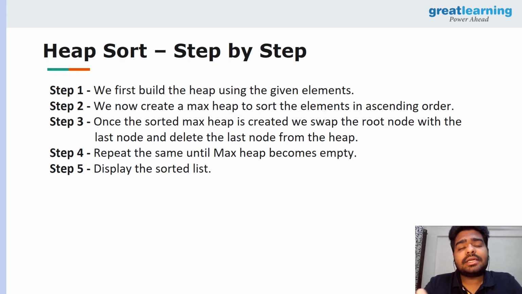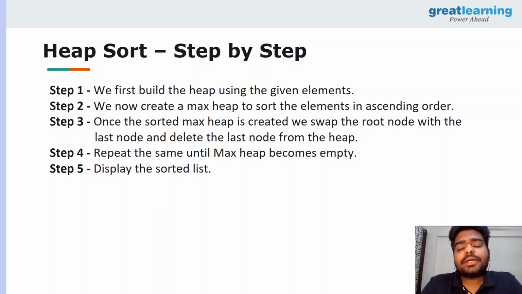That means till the heap gets empty. Once the heap gets empty, you will get your sorted list. And then you can display your sorted list. So this is the 5 steps of the heap sort algorithm.